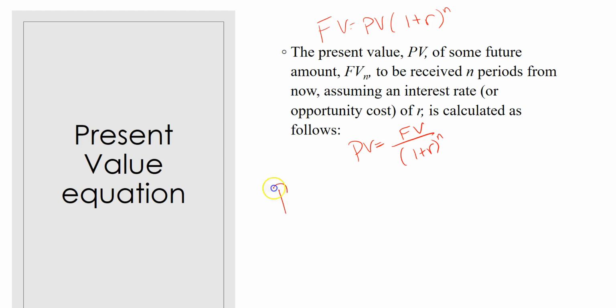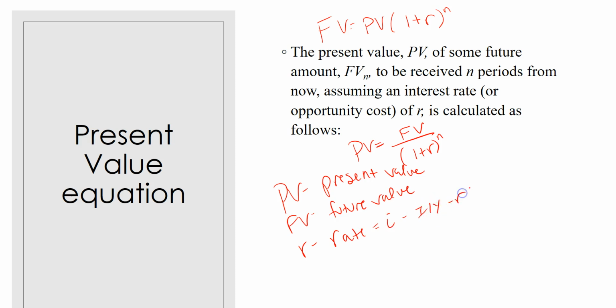So the meanings are the same. PV is still present value. FV is future value. R is your interest rate. Also I or IY or R. Different books use different letters to mean the same thing. I teach different versions of this class, in different locations throughout the year, and several of my books use different letters. So you need to be comfortable with each of them. N is the number of periods.